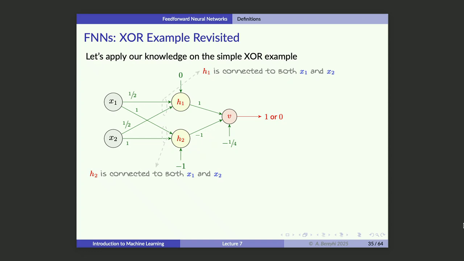H1 is connected to anything before it, right? So X1 and X2, both of them are connected to H1, right? H2 is also connected to anything in the previous layer. H2 is also connected to X1 and X2, right?